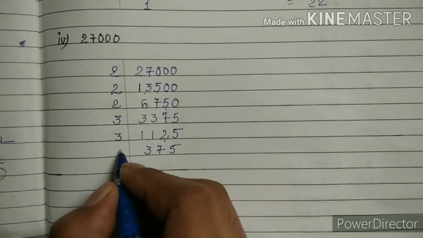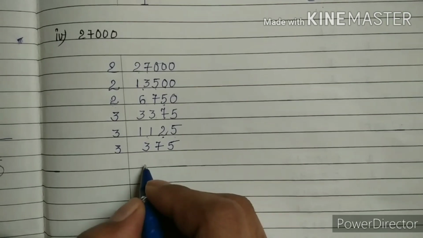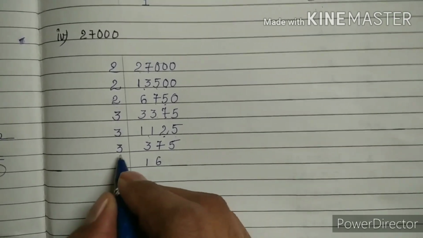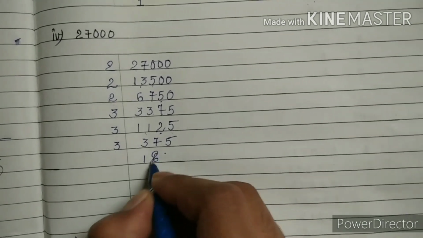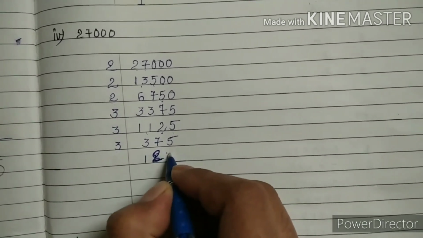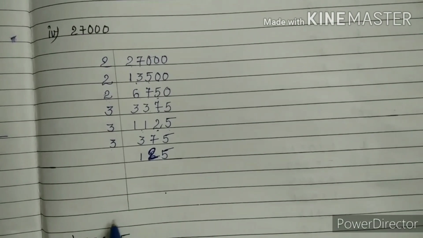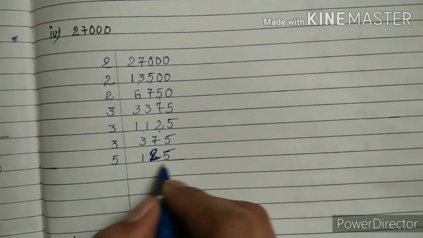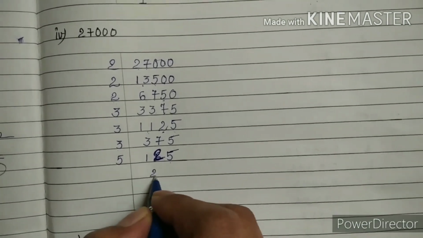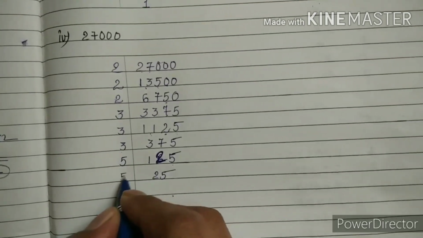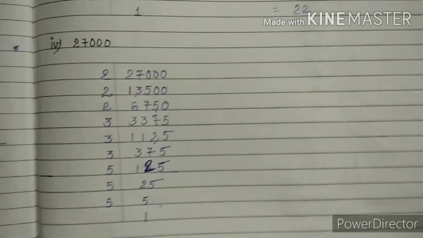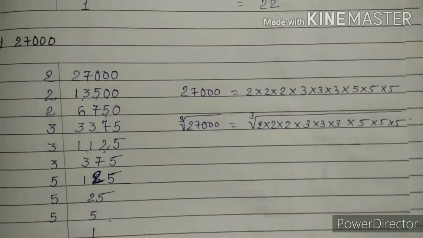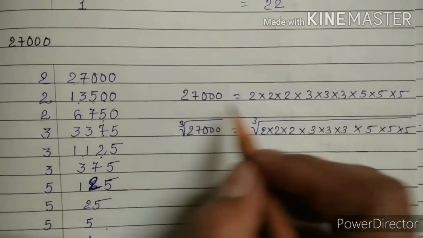So again it will go with the table of 3. 3 1s are 3, 3 2s are 6, 3 5s are 15. Now 125 is coming in the table of 5, 25 times. 25 will go 5 times and 5 will go 1 time. So these are the prime factors of 27,000.